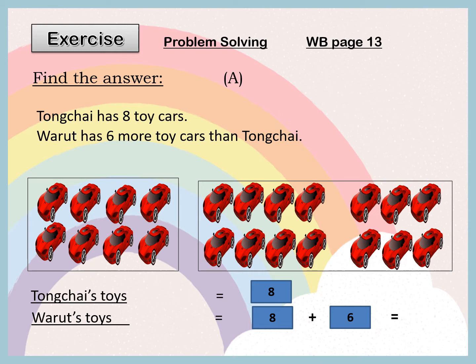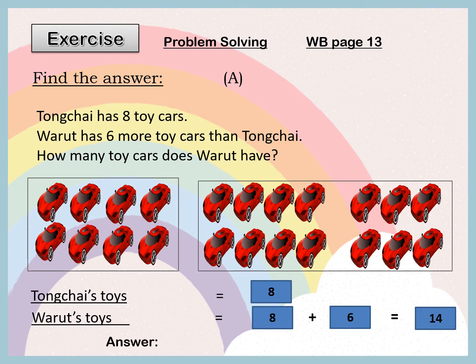1, 2, 3, 4, 5, 6, 7, 8, 9, 10, 11, 12, 13, 14. So Warut has how many toy cars altogether? How many toy cars does Warut have? He's got 14 toy cars. Very good. So the answer is Warut has 14 toy cars.